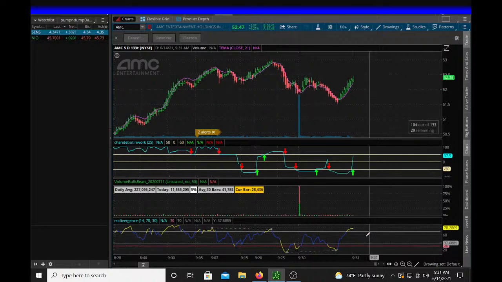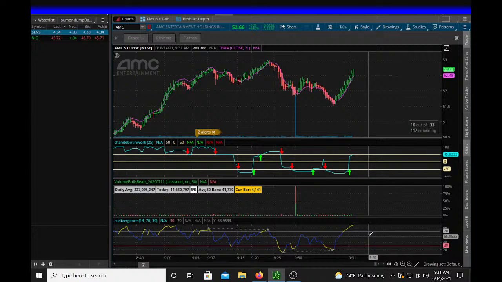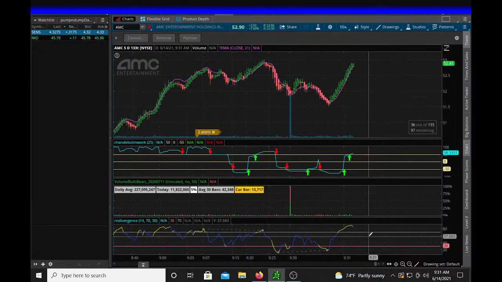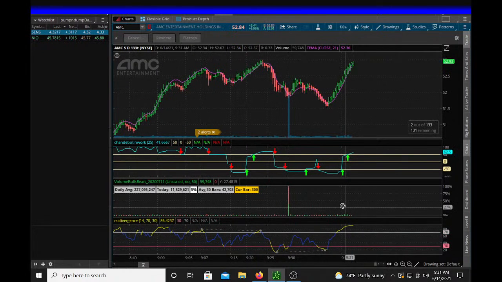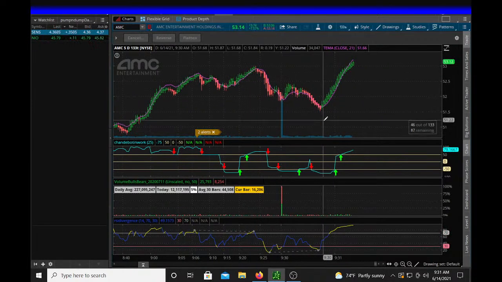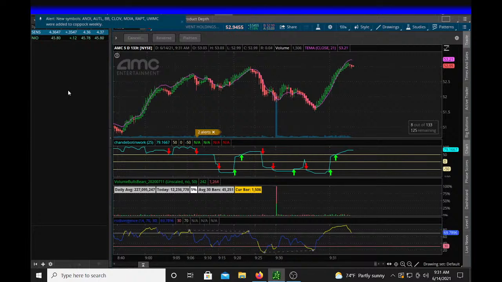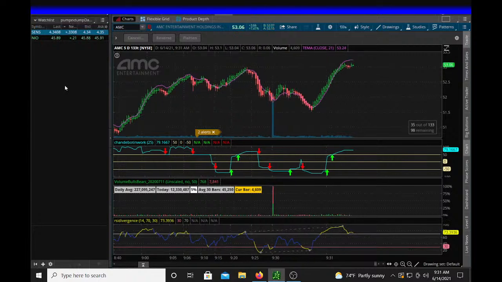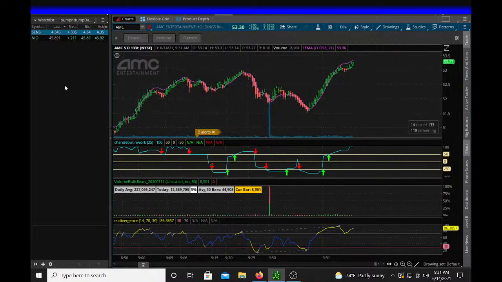So on our pump and dump detector on the daily, we are getting NEO and SENS, okay? We aren't getting AMC or any of those. And, of course, look at it rally up. Now, it looks like SENS is up a little and NEO's trying to get up.